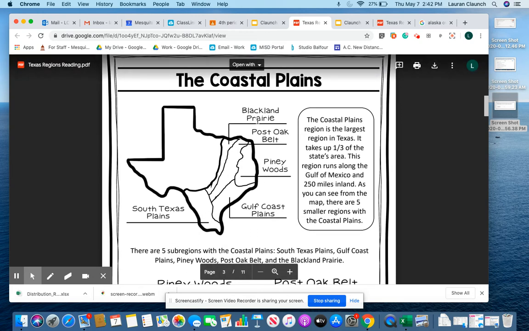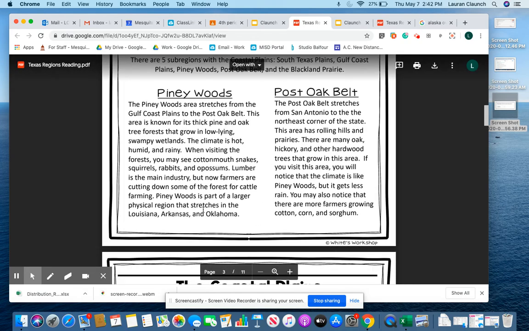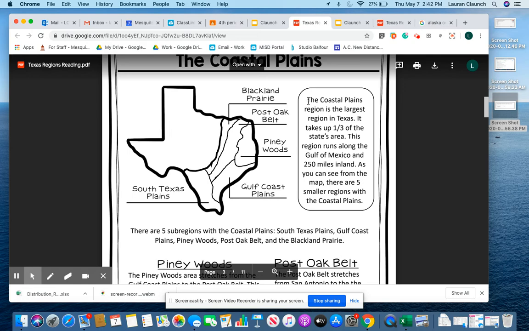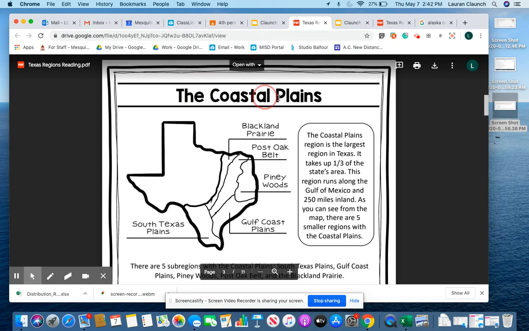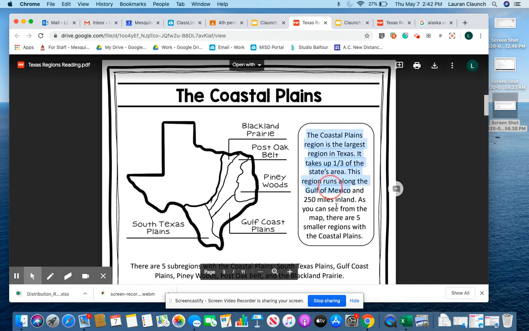I'm not necessarily worried about you learning all of the sub-regions and knowing all of the information of each sub-region. The main thing I want you to be able to say is, okay, I know the coastal plains is one of the regions. I know that this is the coastal plains region, and then I want you to know this information. That's what I want you to be able to know at the end. The coastal plains is the largest region. It takes up a third of the state.